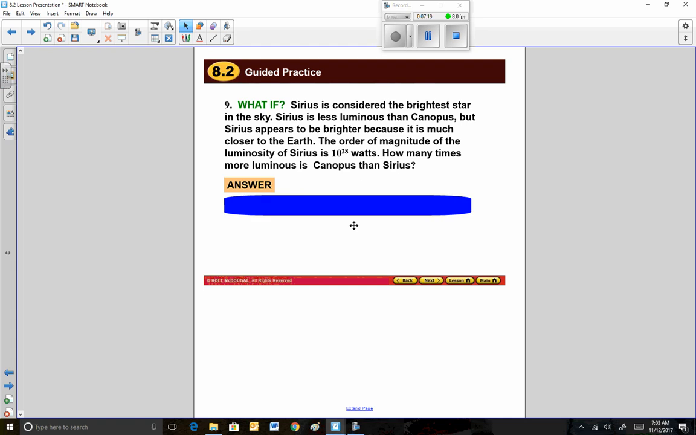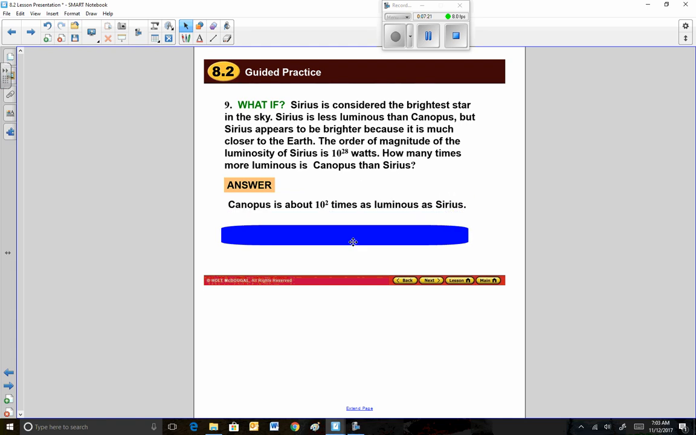All right, let's see how you did. It should have been 10 to the 2nd. Canopus is 10 to the 2nd times as luminous as Sirius.